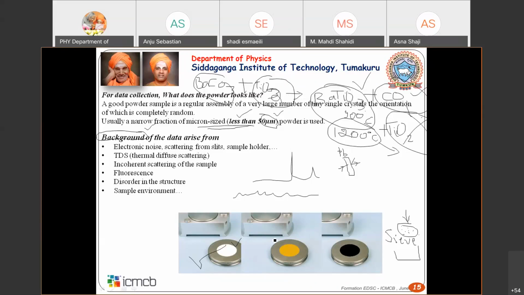Sometimes if you have strain in the sample, then again the peak will become broader. Those things we have already discussed, so we will not worry too much. This can be taken care of by choosing a proper peak shape function, like Gaussian, Lorentzian, pseudo-Voigt or Thompson-Cox-Hastings. If you use these, you can take care of the peak width. Now, the much more important thing is the intensity of your peak.